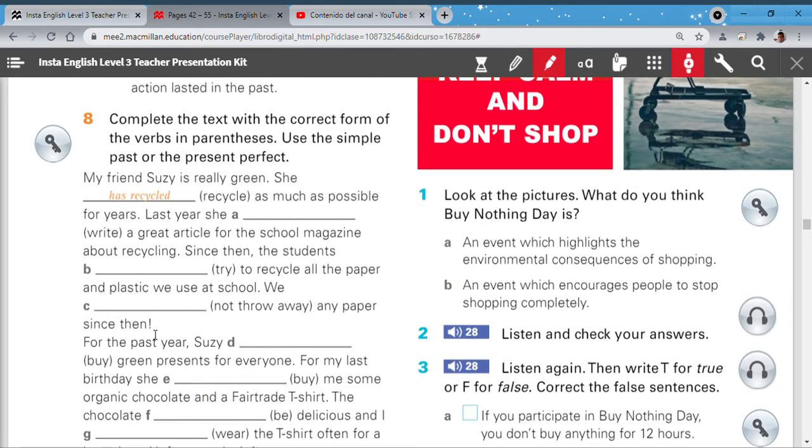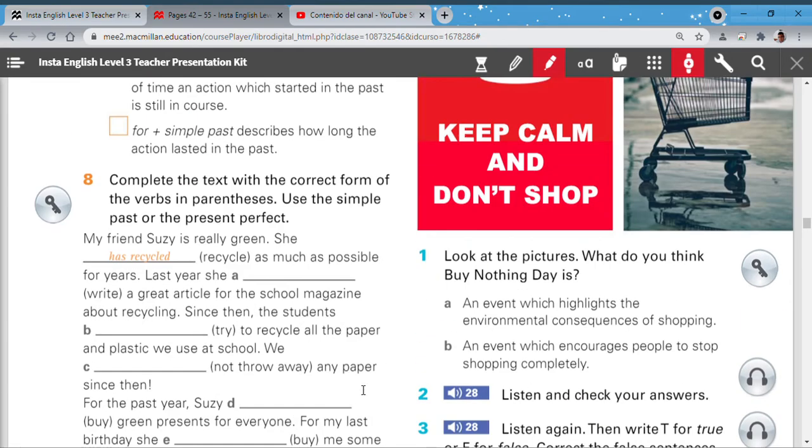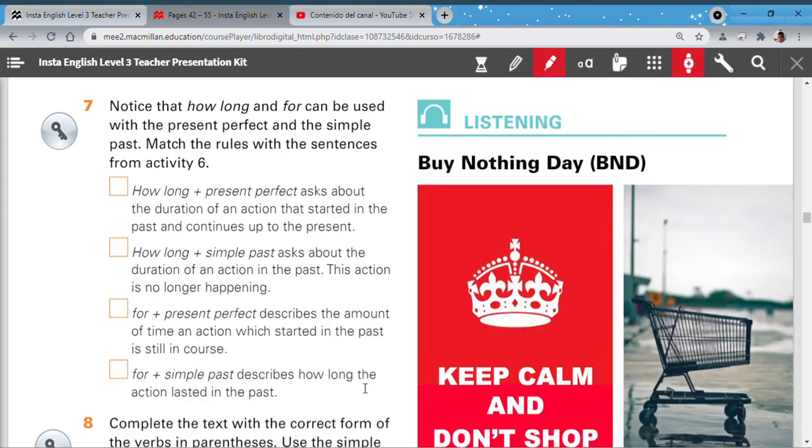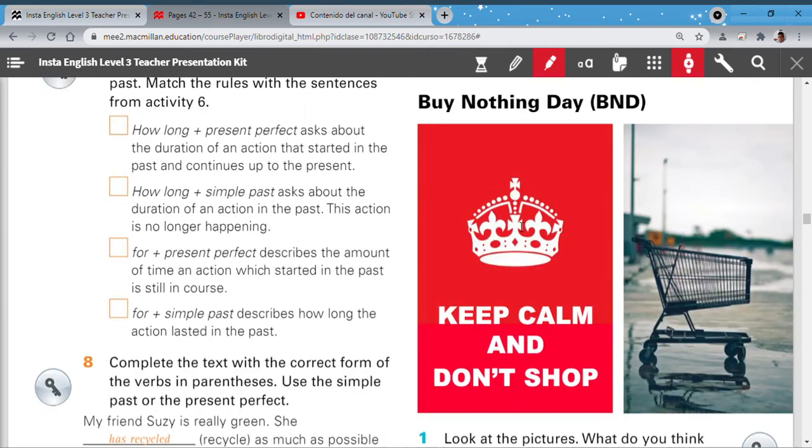We're going to do this activity in class. I'm going to focus on this listening. Buy Nothing Day, B and D. Here's a picture in color red. There is a crowd, a corona crowd. Keep calm and don't shop. And it's a shop cart, no? Un carrito, un coche, no?